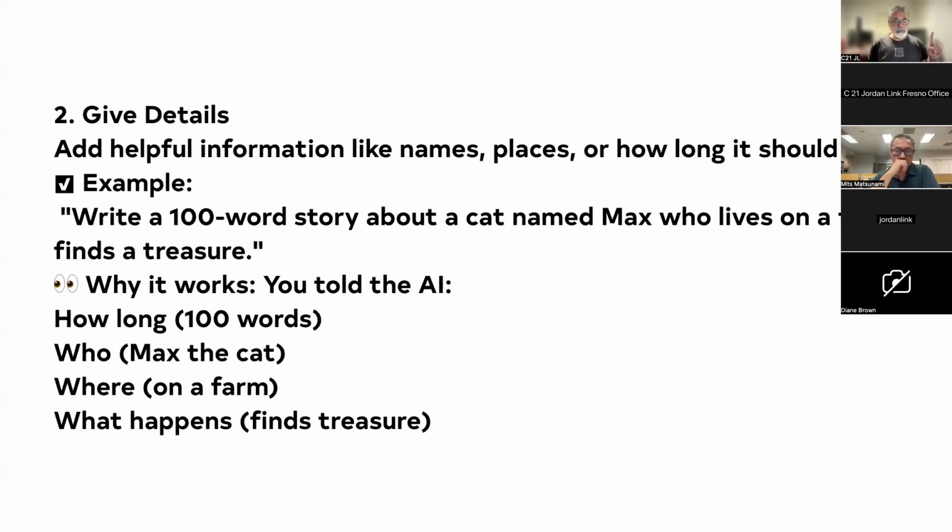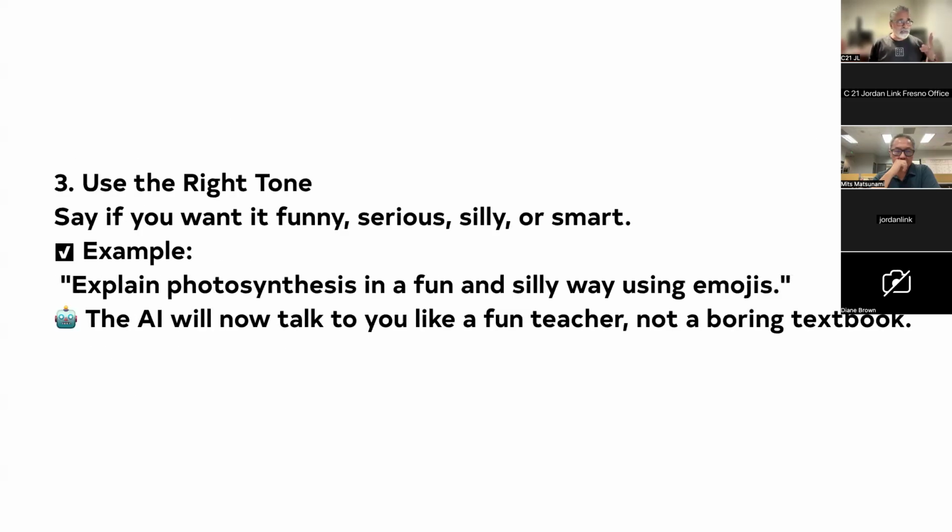So two was details. Three, you have to use the right tone. Basically, if you want it to give you information that's funny, serious, silly, or smart, tell it so. For example: explain photosynthesis in a fun and silly way using emojis.